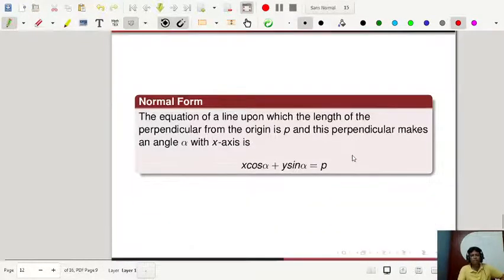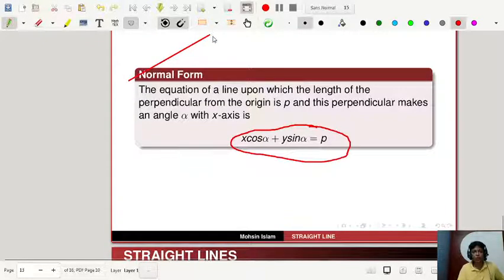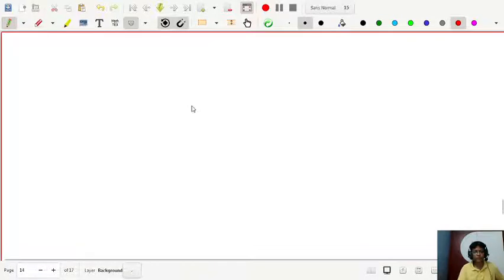And the next form is the normal form. What is the normal form? Let me draw one and let me prove that. This is very important. The equation of the line upon which the length of the perpendicular from the origin is p, and this perpendicular makes an angle alpha with the x-axis, is given by x cos alpha plus y sin alpha is equal to p. Let me show you.